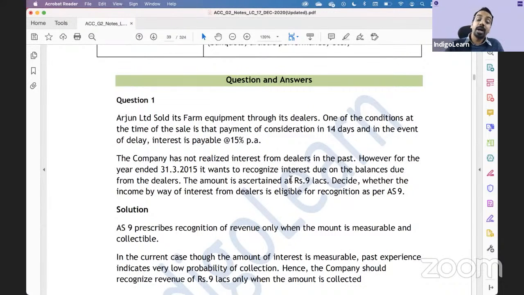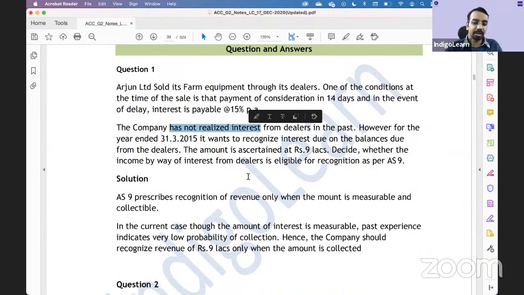But in the past, the entity has not been able to collect interest, or they have not realized it. So the past experience shows that the interest is not collected, which means the entity may not collect in the future unless they demonstrate that they will be collecting it. You will presume that the entity will not collect in the future, and hence you will not recognize the interest. If you actually collect it, then you can recognize.